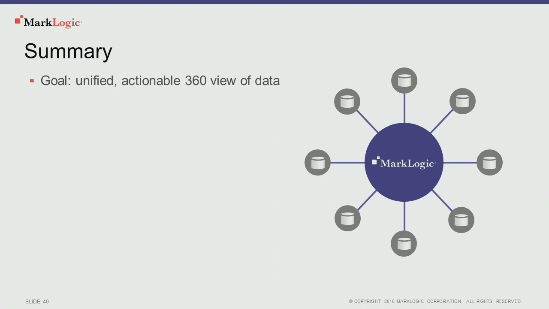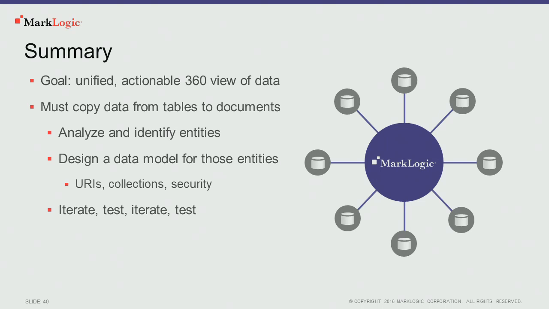We know our goal. We want to have that unified 360 view of our data. In order to do that, we're almost certainly going to have to copy data from tables into documents. And the two main techniques for that, we want to start by analyzing and identifying our entities, and then design some sort of a data model for those entities. Think through what our URI strategy is going to be, what kind of collections we want to use, what sort of security permissions. And then, again, don't spend months or even weeks trying to plan this all ahead of time. Start right away with migrating data.